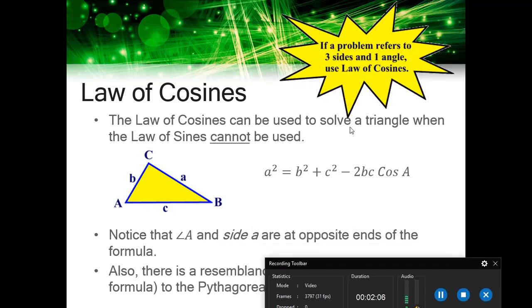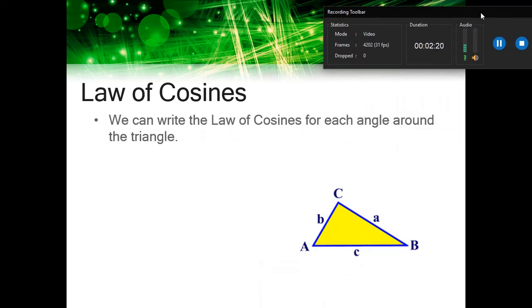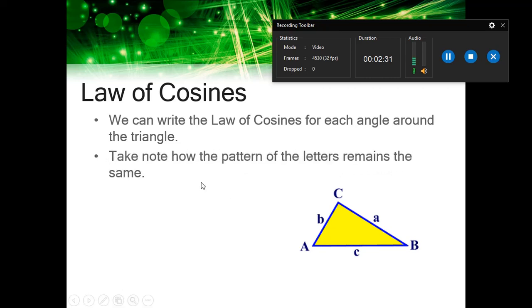So again, if we have three sides and one angle, that's usually an indicator that the law of cosines is going to be used. So we're going to do three different versions of the law of cosines depending on what we're looking for. The pattern of the letters will remain the same. So it's always going to start in the beginning like the Pythagorean theorem, and then the same combination of multiplying 2 times 2 of the sides, and then ending with the cosine of an angle will remain on the right-hand side.